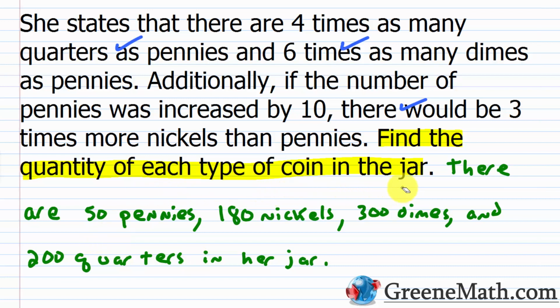If we add everything up, we do get $89.50, which again is what it told us in the problem. So we can say our answer here is correct. There are 50 pennies, 180 nickels, 300 dimes, and 200 quarters in her jar.